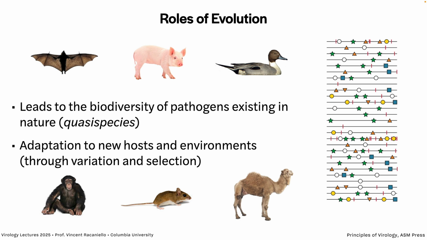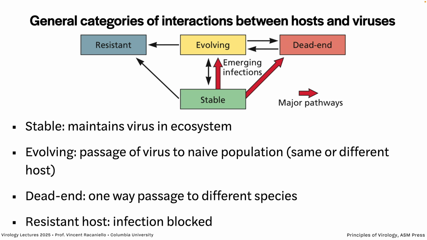A bat harbors a quasi-species of coronaviruses. If it should encounter a person, and that's a rare event, right? It may give that person its collection of viruses, among which one may be able to infect it, but it's a very rare event. That's why we don't see new viruses emerging every day, because it requires a number of circumstances.